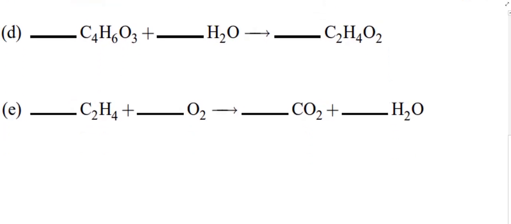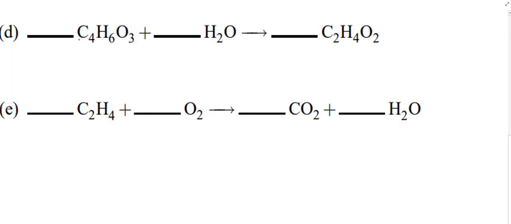Alright, number 4, or D. We've got 4 carbons, so I always start with carbons, leave oxygens and hydrogens till last. We've got 4 carbons on the left side, we've got 2 on the right side. So I'm going to put a big 2 here, because 2 times 2 is 4. That balances my carbons.